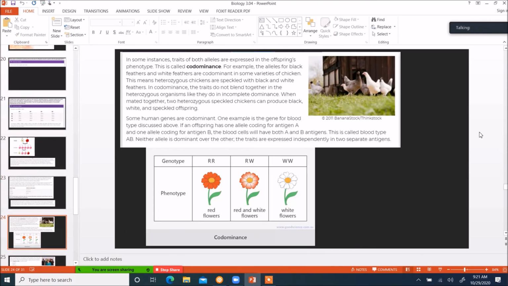Another example would be these flowers. This is an example of codominance, where if you have capital R, you have red flowers. If you have capital white, you have white flowers. If you have both, you don't have a pink overall. You don't have total red or total white. Part of the flower is red and part of the flower is white. It's like both are trying to show up, and neither of them is watering down the other.